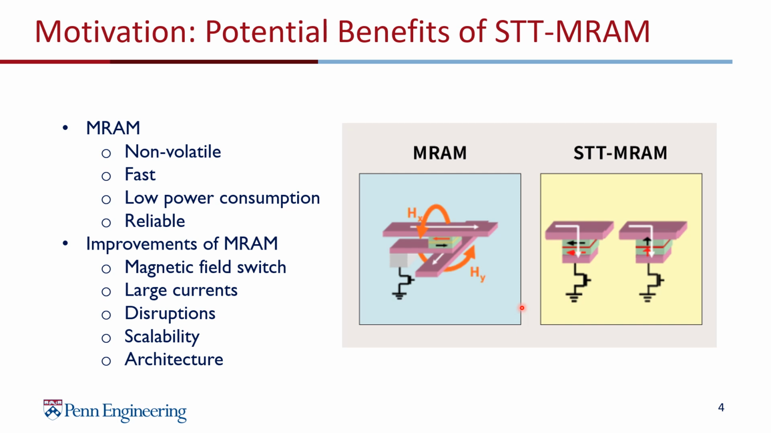STT-MRAM improves on MRAM with its compact architecture, which does not require large currents to create magnetic fields, and it is less susceptible to disruptions because it doesn't require the external magnetic field that MRAM requires. STT-MRAM also has better scalability in its architecture, which makes it a great option going forward.